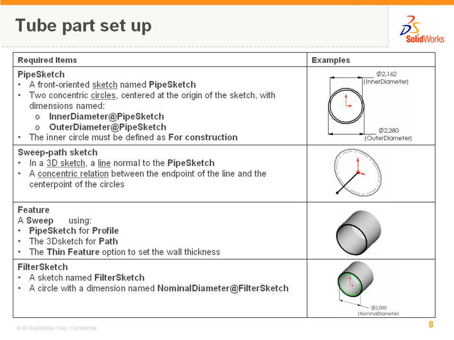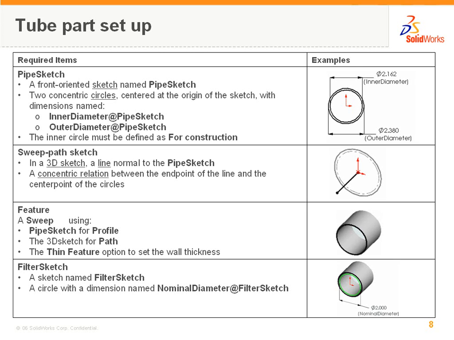Tube components are very much like pipe components with similar requirements. The requirements for this tube are identical for the very first sketch: it must be sketched on the front plane, with two concentric circles centered on origin, naming the same items as before, except the inner circle must be defined as for construction.